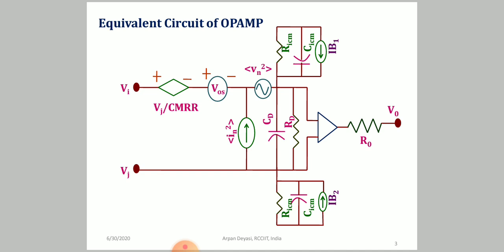So if Vi is increased, that means the difference between Vi and Vj will also be increased compared to the previous case. Now please think: if CMRR is very low, then Vj by CMRR is high, and the addition factor will be much higher. And what is the significance?